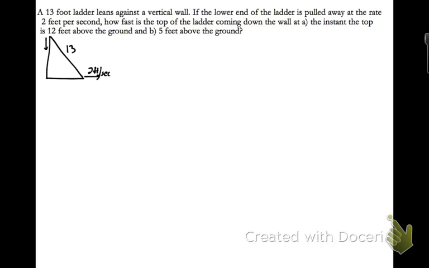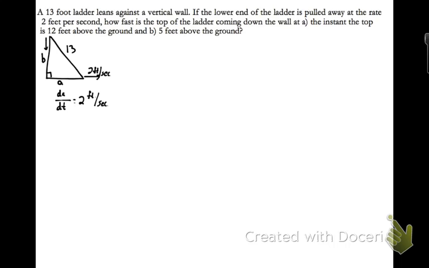So a couple things to notice. This is a right triangle, and we know something about the hypotenuse. It is 13 and will remain 13. We don't know anything about this leg down here, we'll call it A. We don't know anything about this leg here, we'll call it B. But what we do know is that A is changing, or dA/dt. It's increasing by 2 feet per second. But we don't know anything else.